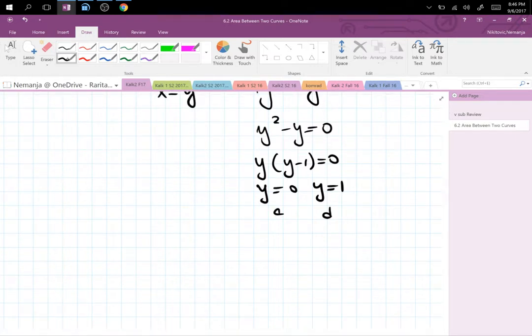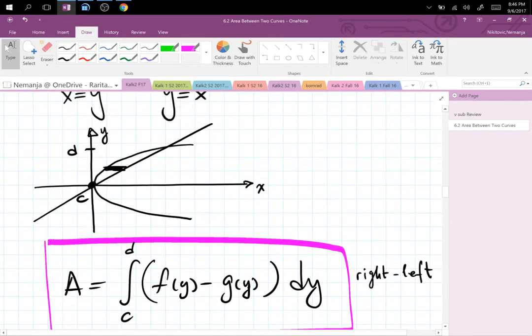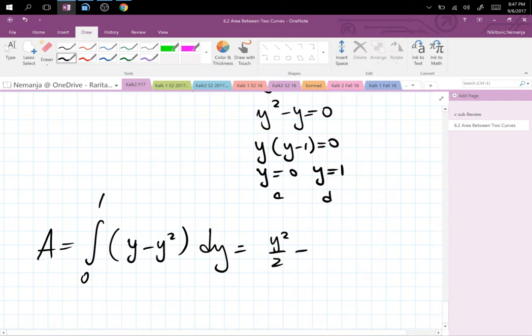All right, so now we have our area from 0 to 1. And it's right minus left. So when you look at your picture, the line is on the right, and the y squared is on the left. So it's y minus y squared, dy. And it's y squared over 2 minus y cubed over 3 from 0 to 1. Again, same thing as before. Got 1 over 6.